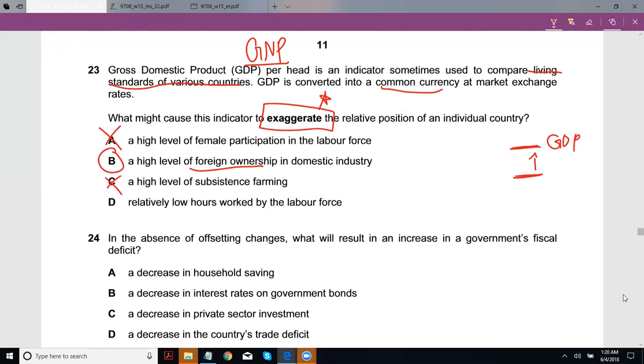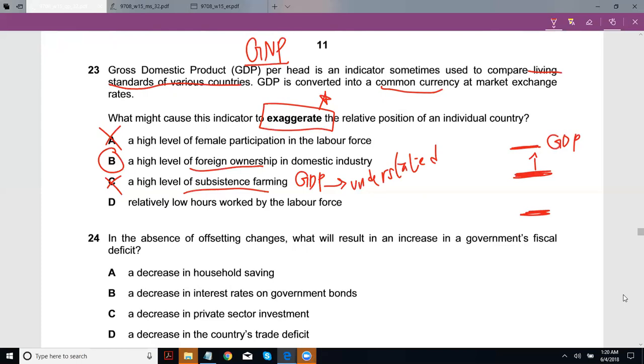A high level of subsistence farming, which means your GDP is understated, in fact, because then all of that isn't included, which means this was the level, your actual level, the GDP stated this level, so that's understated. That's not what you want.